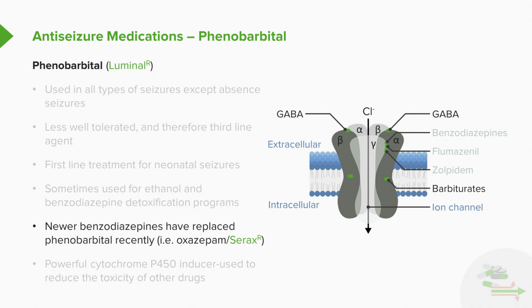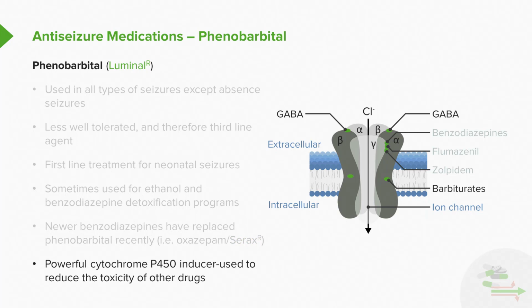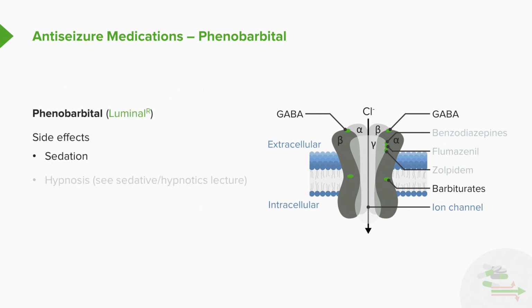Now, remember that phenobarb is a powerful cytochrome P450 inducer, so you want to be aware that this is an agent that can change the serum levels of other drugs. What's interesting is that it also can be used to reduce the toxicity of other drugs. Side effects. The biggest side effect, of course, is sedation and hypnosis, and that's because it is a sedative hypnotic medication, and please refer to our sedative hypnotic lecture previous to get more information.